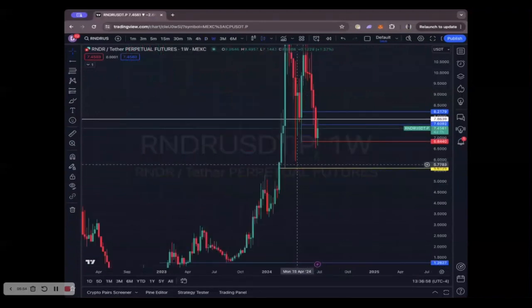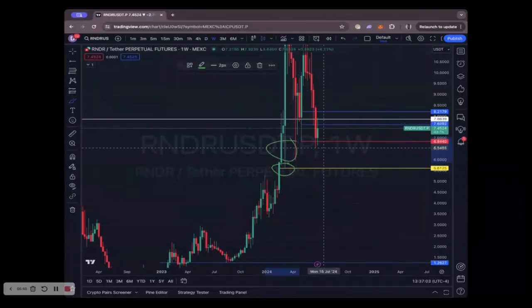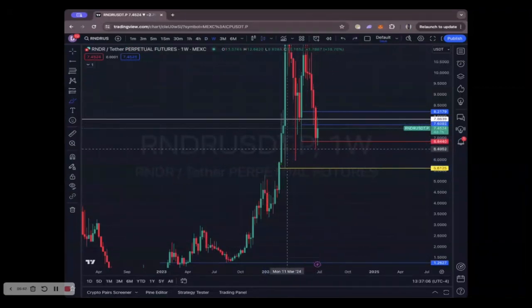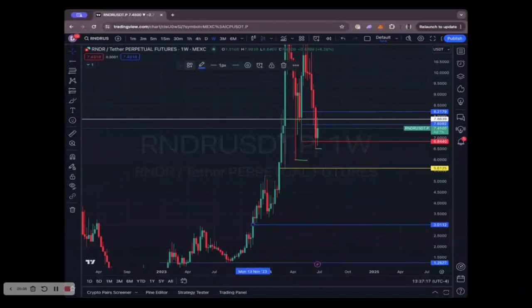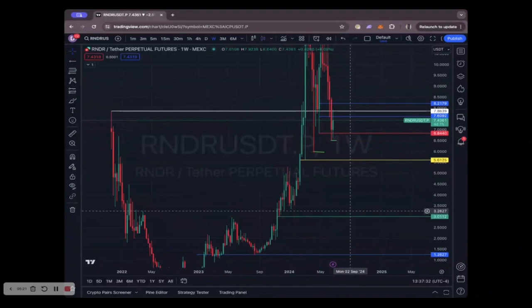Weekly time frame. We've respected this on the bullish side. We've tapped into it a third time on this weekly, which means we're probably going to be invalidating it. If we invalidate this one, we have smooth liquidity all the way down to $3, and then $3 to like $1.